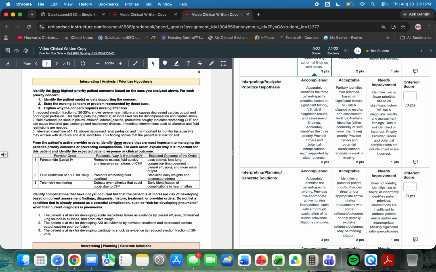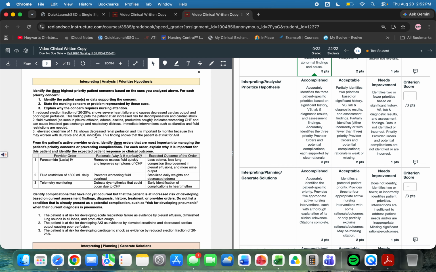Fluid overload as seen in the effusion, edema, ascites. So she did a great job here of explaining why, what about the fluid overload do you see in this patient and why is it a problem? It indicates that there's worsening CHF, could cause impaired gas exchange. That's why it draws our attention, right? And then the elevated creatinine of 1.19 shows a decreased renal perfusion, and it's important to monitor because this may worsen with diuretics and ACE inhibitors. So that's kind of, again, same thing. She does do a really good job of bringing in the 3 biggest points. The other thing I could say would be arguable would be some necrosis on the skin that you could probably take into account here. If you wanted to, that would be fine.